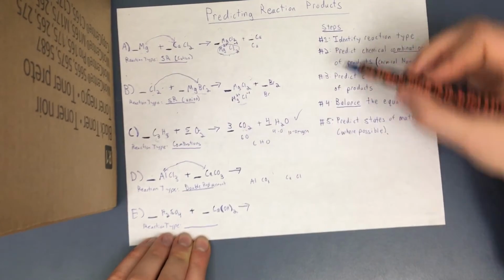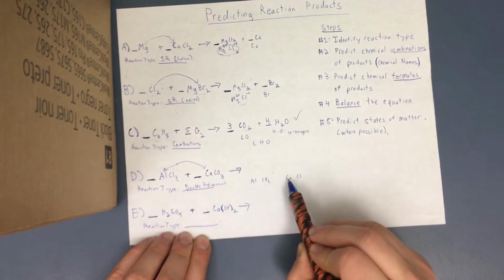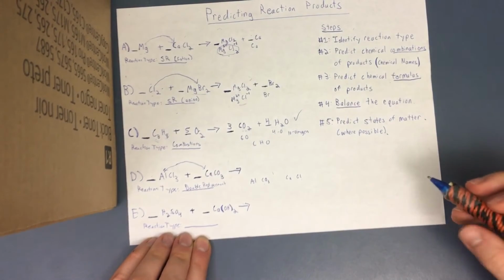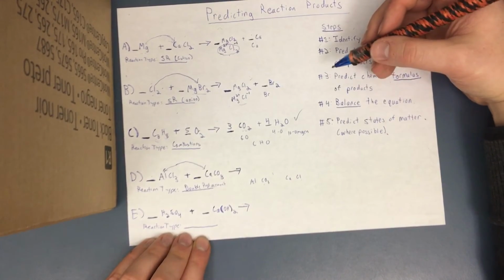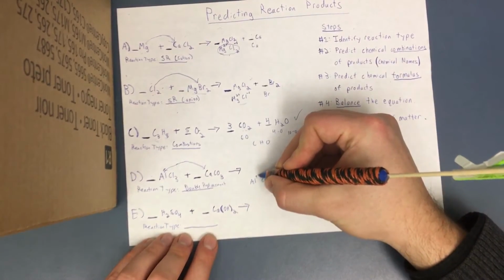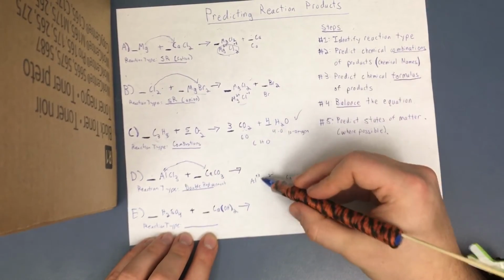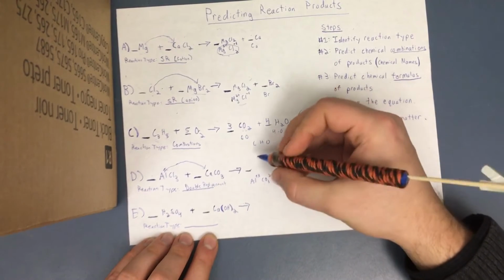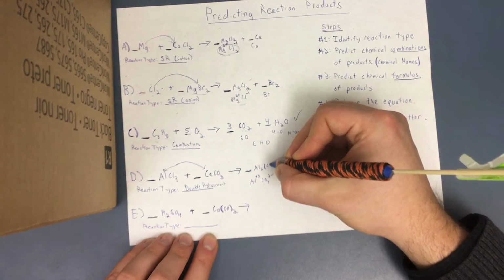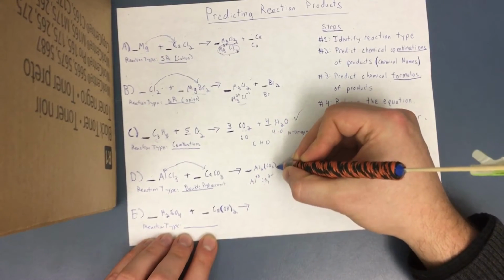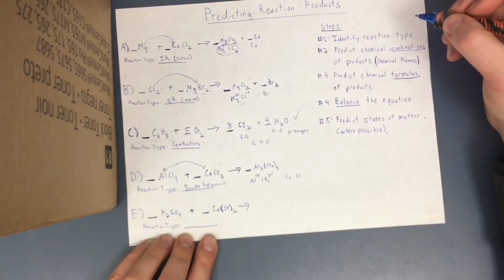All step 2 did was predict the names of our chemical products. Aluminum carbonate, calcium chloride. It did not predict what the chemical formulas that attach to those names are. We have to do that ourselves. So, aluminum gets a 3+ charge, carbonate gets a 2- charge. Dropping and swapping, our chemical formula for aluminum carbonate would be Al2(CO3)3. We need 3 carbonates to balance out the 2 aluminums.